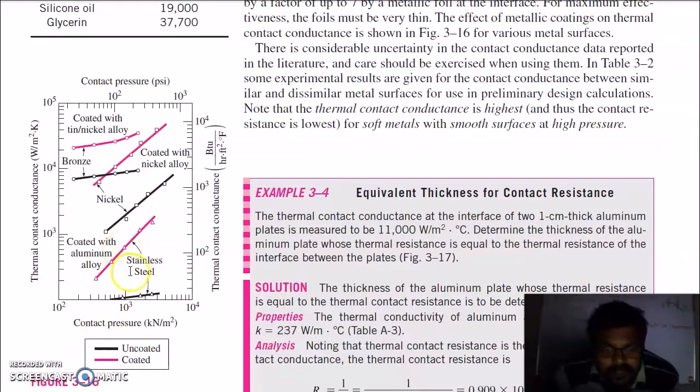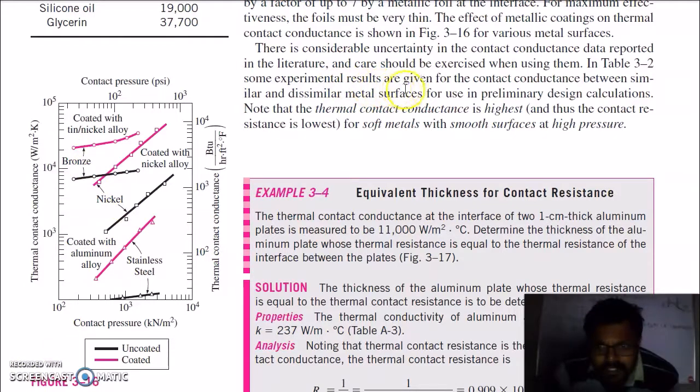So this graph shows the thermal contact resistance for stainless steel. This is uncoated, this is coated. For nickel, this is uncoated, this is coated. And for the bronze, this is coated, this is uncoated. You can see the thermal conductance has increased while thermal contact resistance has decreased.